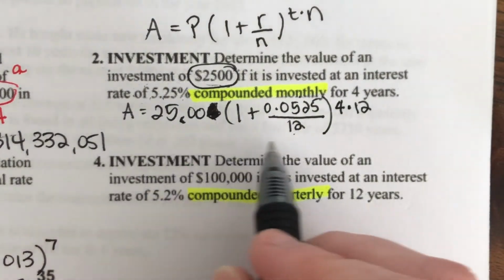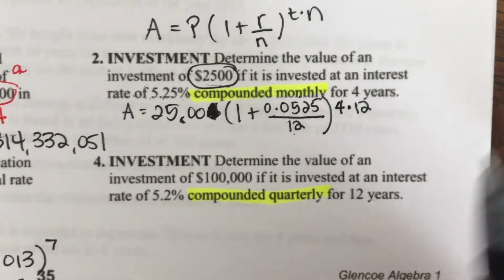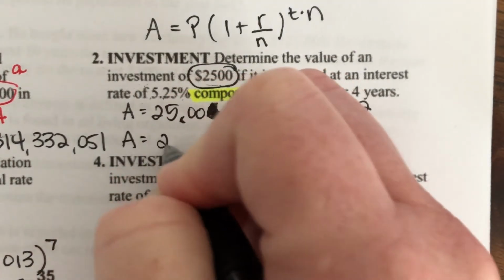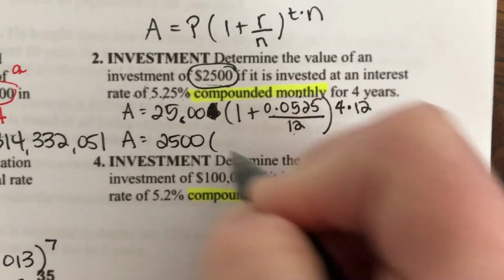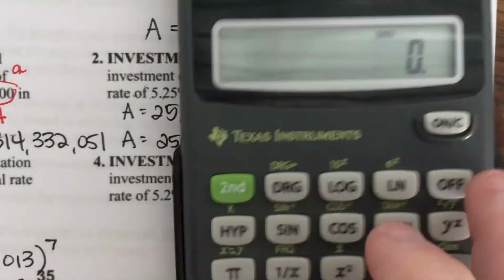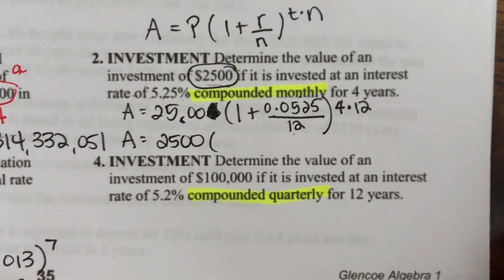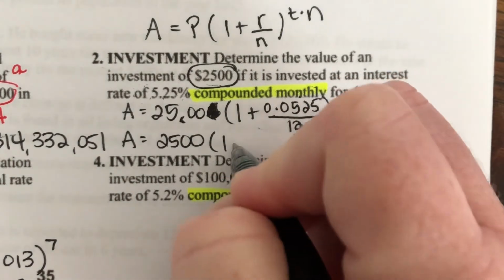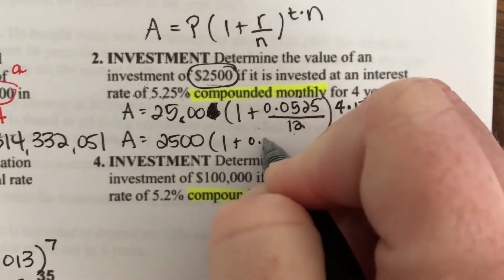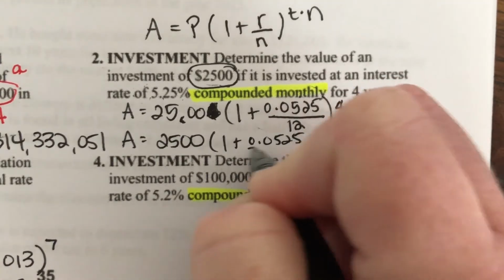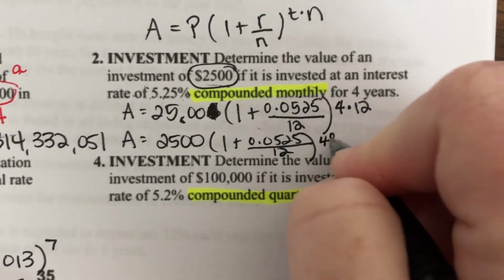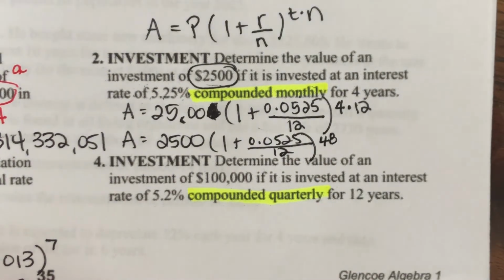So now I'm going to simplify my formula, and then I'm going to calculate it on my calculator. A equals 2,500 times, and then I'm going to go ahead and try and write it. You know what, I'm not, because I want you to put it in your calculator like this. So I'm not even going to simplify this, because I'll have to estimate or round. I'm just going to leave it just like that. And then 4 times 12 is 48. Okay, so let's calculate that.